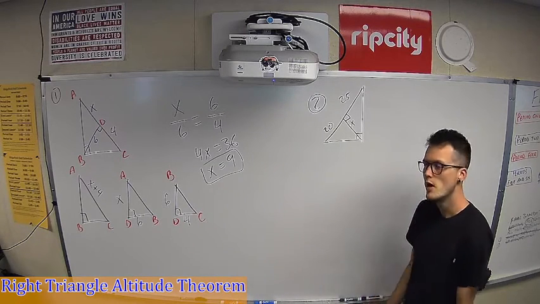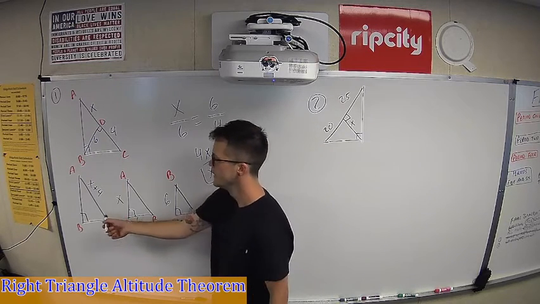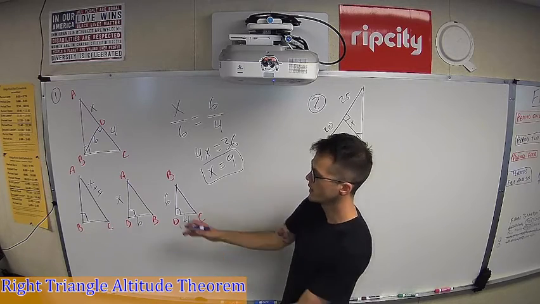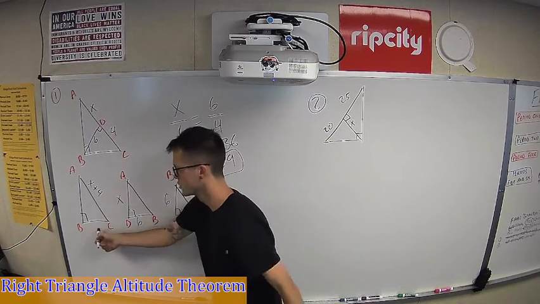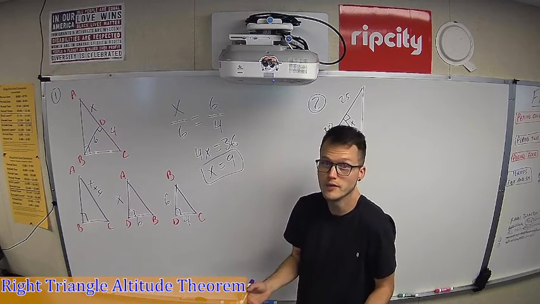That's it. The key piece here is recognizing that the right triangle altitude theorem says that this creates three similar right triangles. We extract them from the original image, draw them out separately, and make sure to fill in the information that you have in the right spots.